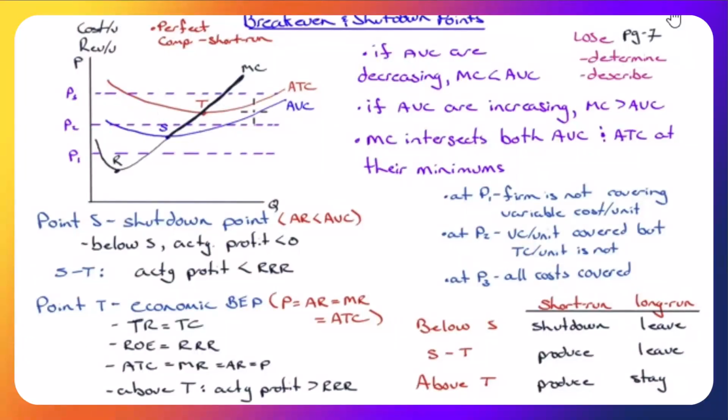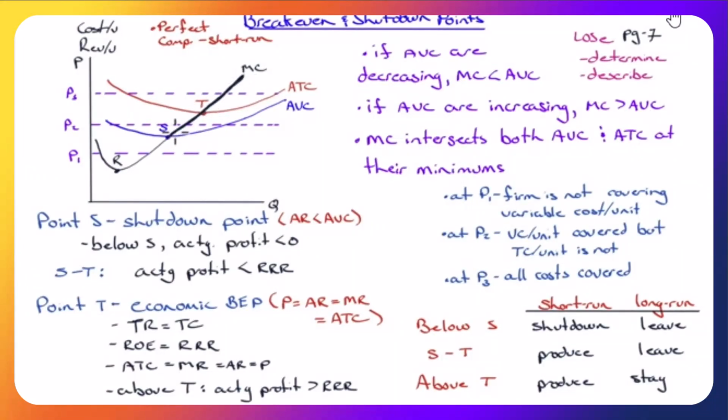And we can make the same argument with average total costs, as long as we get that relationship for marginal costs. If average variable costs are decreasing, the marginal cost curve will be below the average variable cost curve. And if average variable cost curves are increasing, the marginal cost curve will be above the average variable cost curve. And the marginal cost curve intersects both AVC and ATC at their minimums. Great.